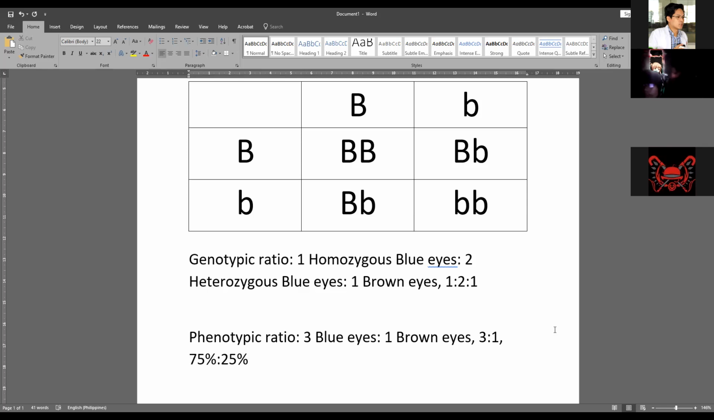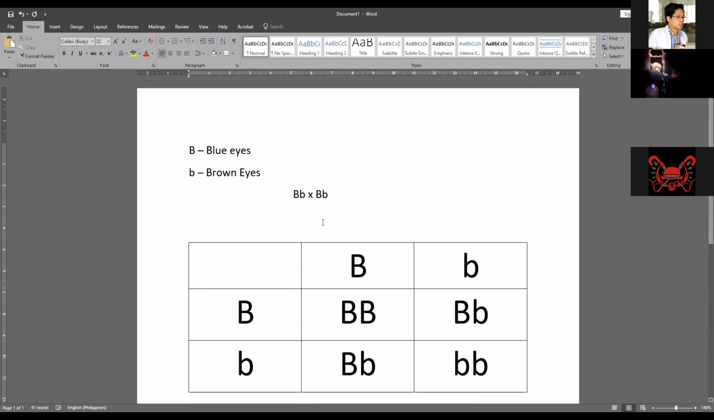Okay? How about the cross between a heterozygous blue eyes to a brown eyes? This cross.